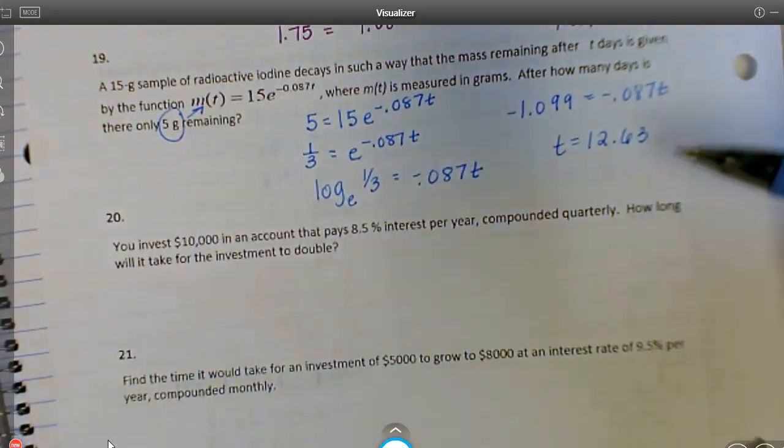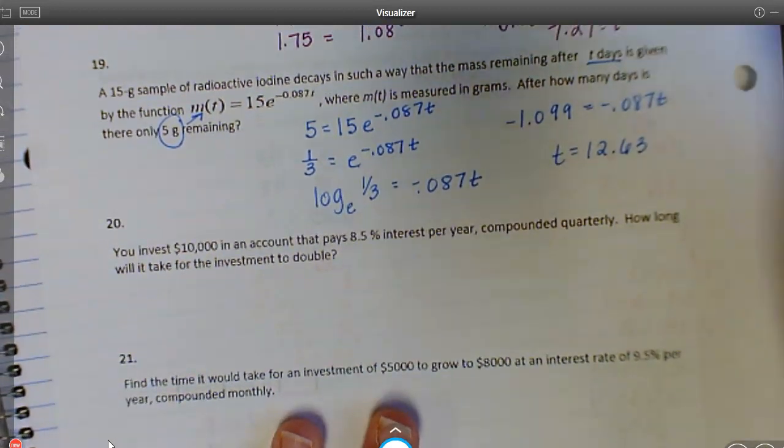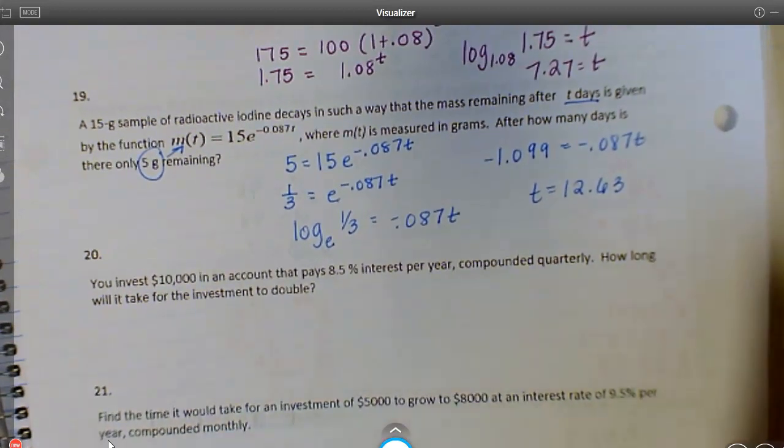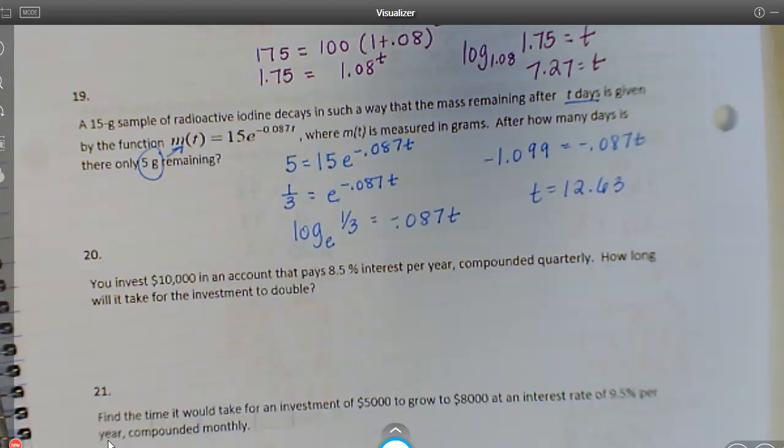In this problem, t is in days, and so that means in 12 days that iodine is going to decay to 5. Any questions? Alrighty, number 20.